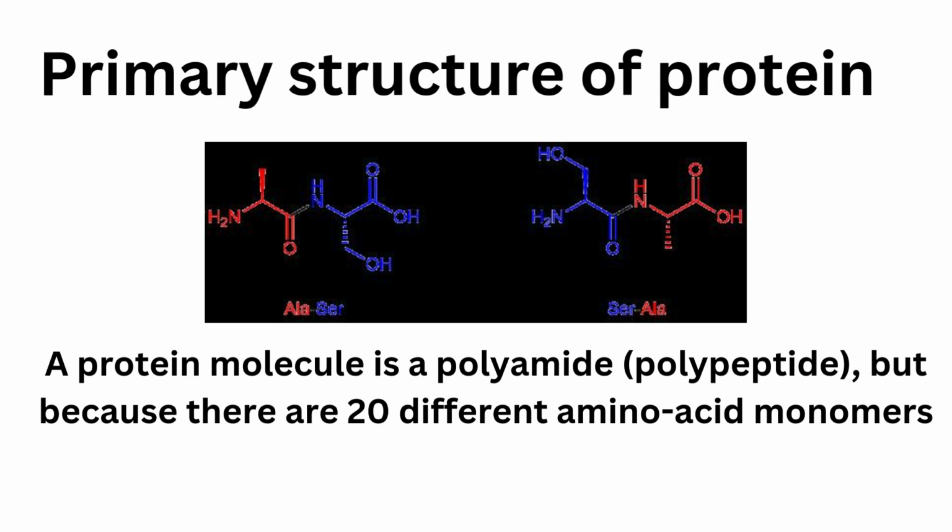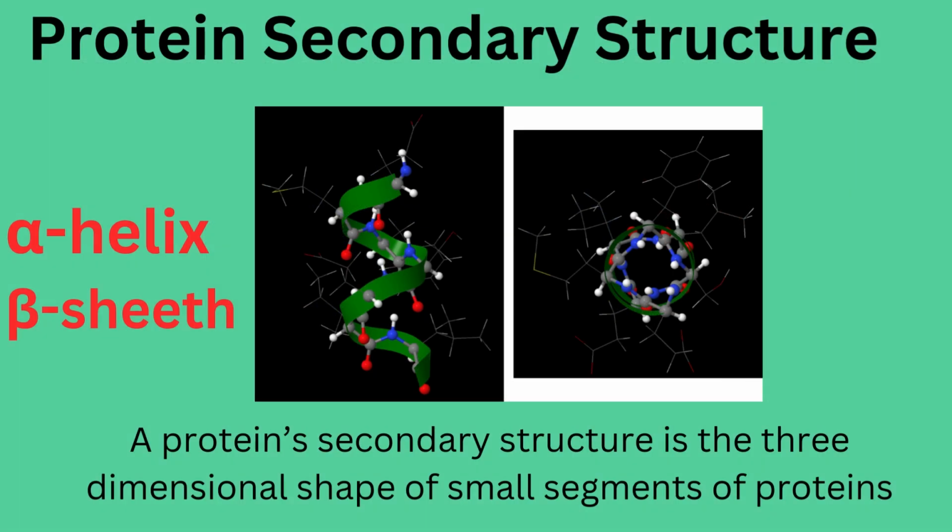The first structure is the primary structure. In this structure, the protein sequence is written from the end with a free amine group, known as the N-terminus, to the end with a free carboxyl group, known as the C-terminus. Next is the secondary structure. A protein secondary structure is the three-dimensional shape of small segments of protein. In secondary structure, amino acids that are not next to each other along the backbone are close enough to each other for hydrogen bonding.